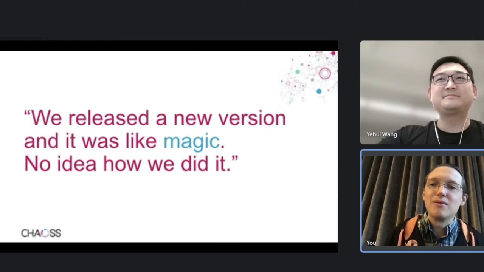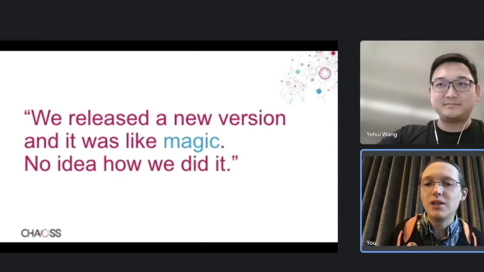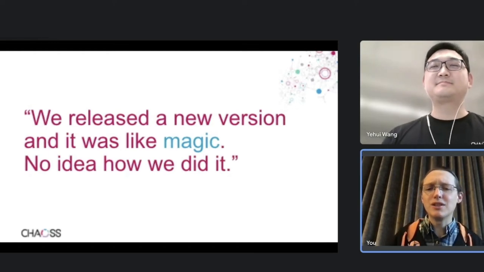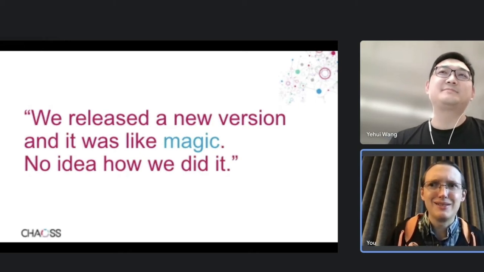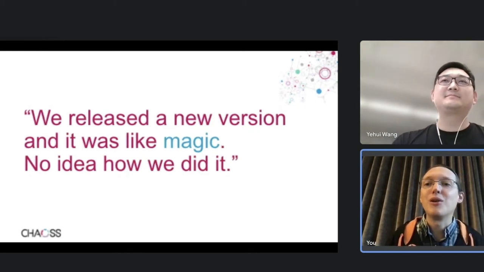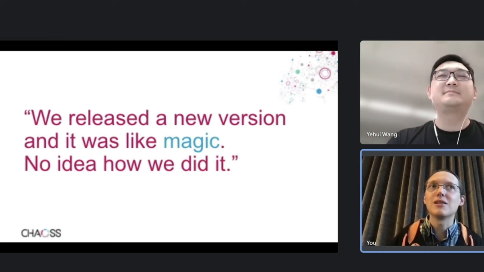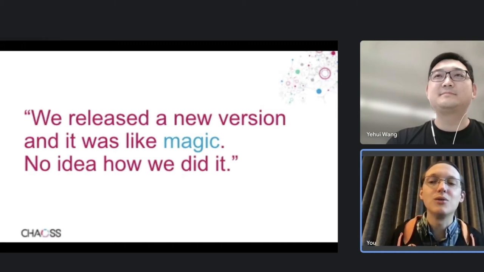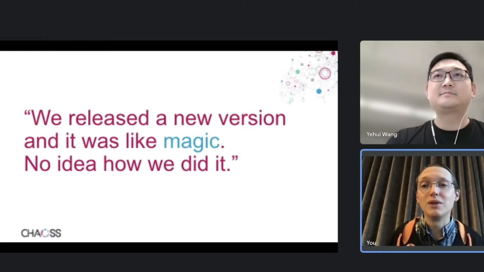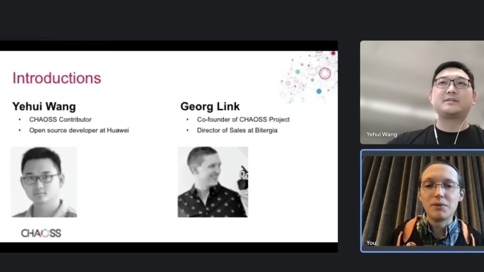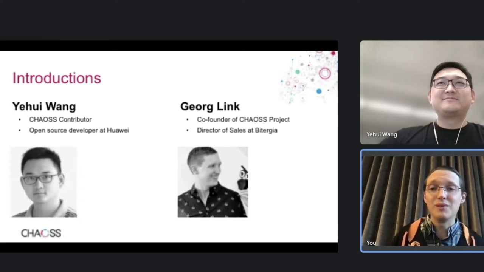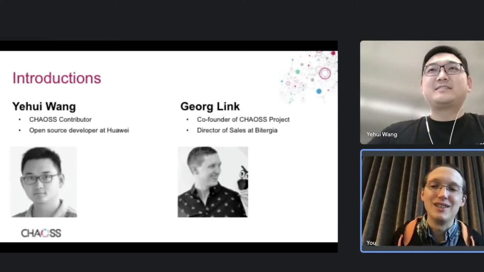So sometimes when we are in open source, we hear the sentiment that, hey, we released a new version and it was like magic. No idea how it happened. Like, there's so much going on in open source communities and open source projects that sometimes goes unnoticed, and so many people involved that we just don't know what everyone is doing. And this is a motivation for what we want to solve and where we need to have metrics and insights for. Before we jump in, let's explain who we are.